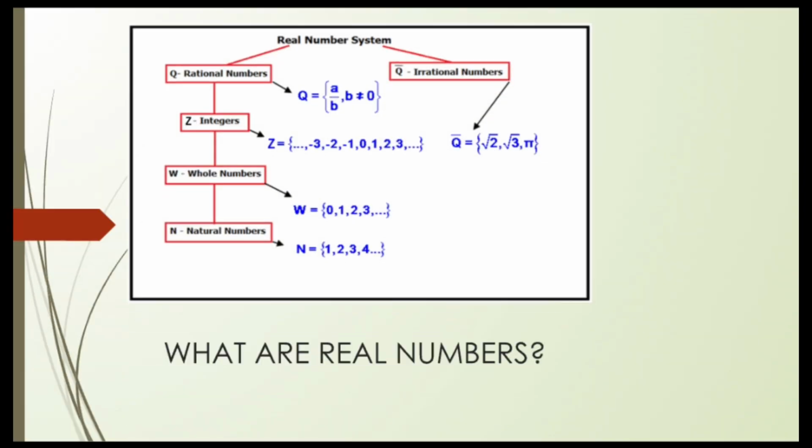This is the set form of real numbers where they have expressed the categories and how they are denoted. Rational numbers are denoted by Q, integers are denoted by capital Z, whole numbers as W, and natural numbers as N. Irrational numbers are denoted by Q prime or Q bar.